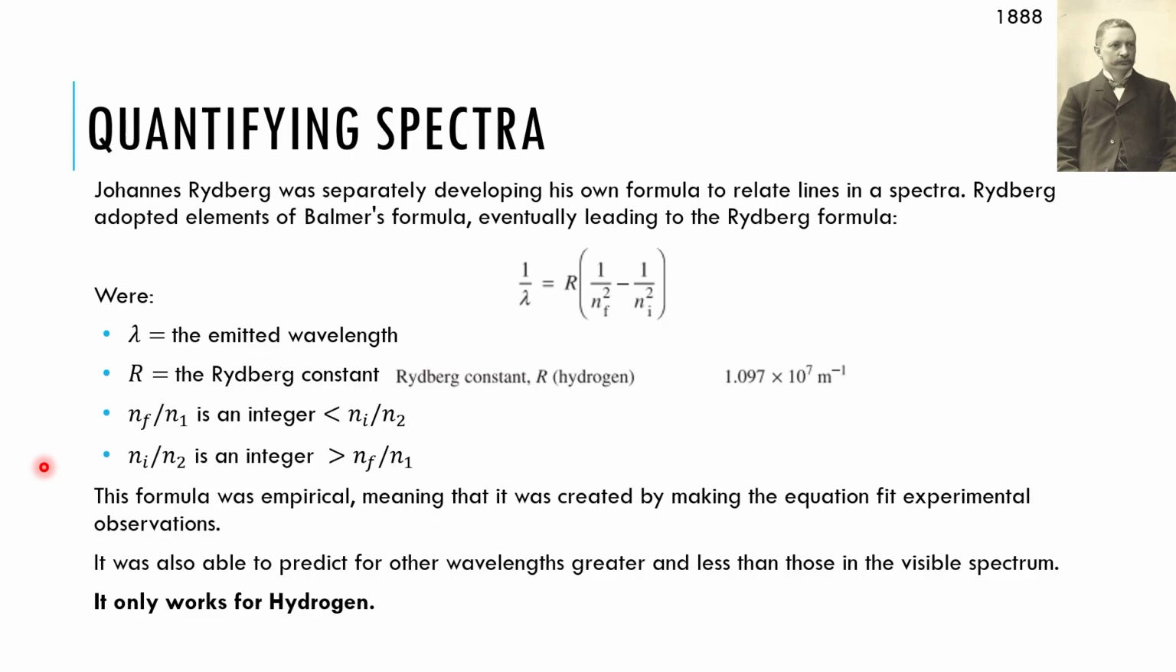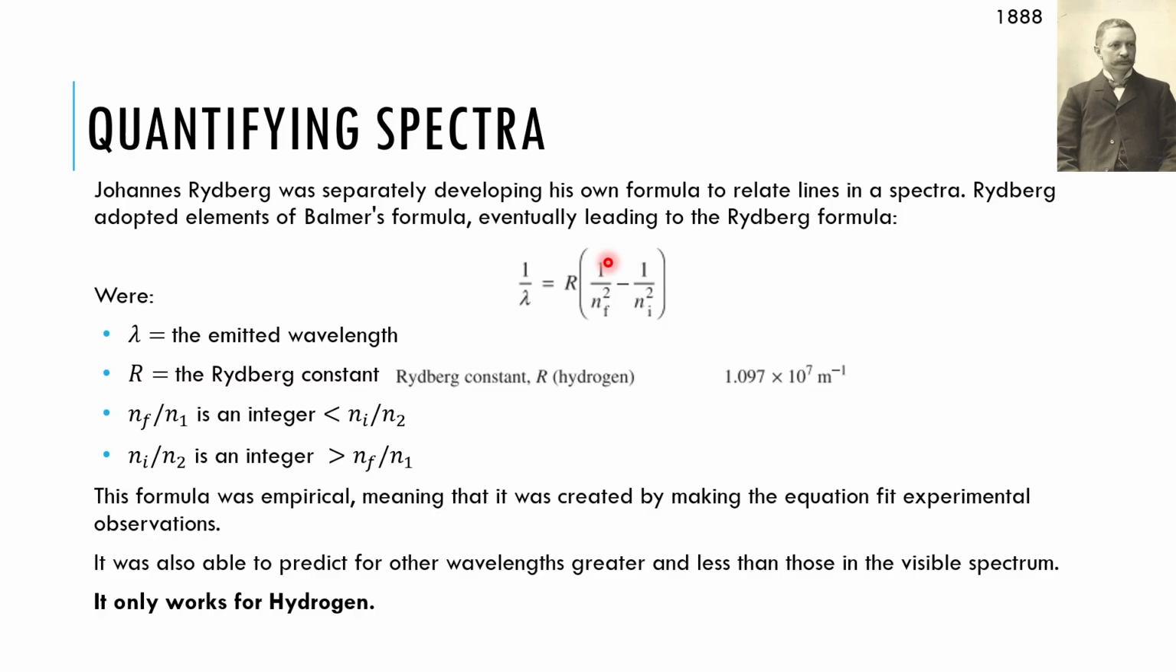Again, lambda is the emitted wavelength. R is the Rydberg constant, which is different from the Balmer constant. And nf and ni are integer values. In some formulas, you may see them referred to as n1 and n2 respectively. It should also be noted that nf, the first fraction in the equation, should always be lower than ni. And therefore, ni should always be larger than nf.